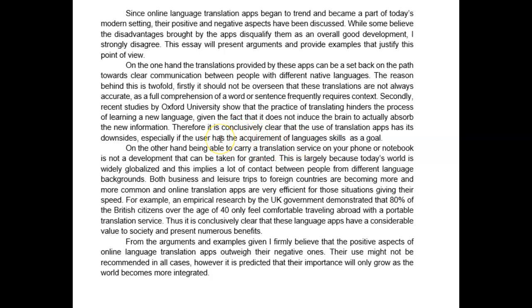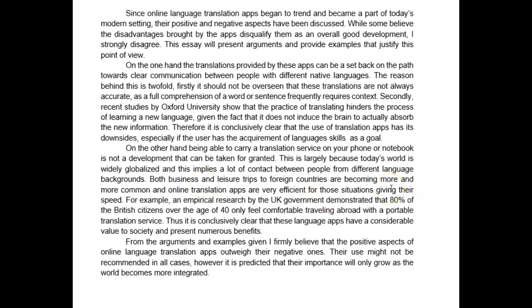On the other hand, being able to carry a translation service on your phone or notebook is not a development that can be taken for granted. This is largely because today's world is widely globalized, and this implies a lot of contact with people from different language backgrounds. Both business and leisure trips to foreign countries are becoming more and more common, and online translation apps are very efficient for those situations, given, not giving, but given, EN, their speed.